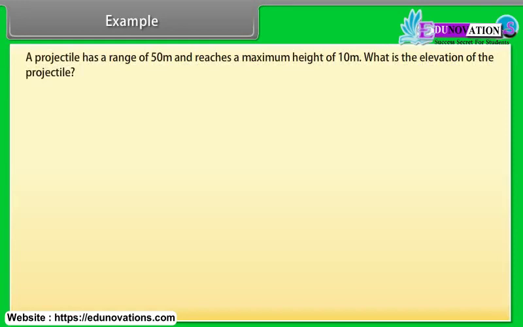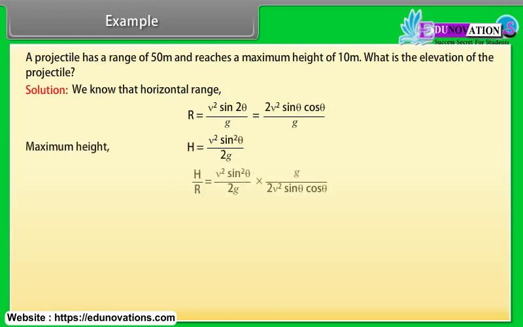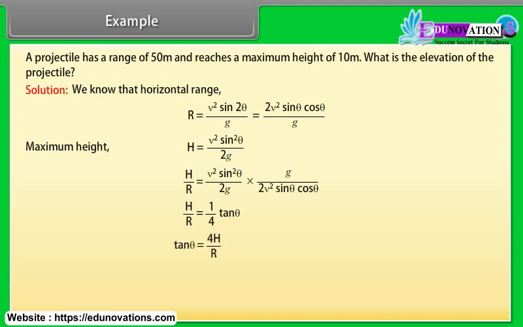Example. Let's take an example of projectile motion. A projectile has a range of 50 meter and reaches a maximum height of 10 meter. What is the elevation of the projectile? Let's see the solution. We know that horizontal range is equal to v squared times sin 2 theta divided by g. We derive the relation between height and range, given by h upon r is equal to 1 by 4 tan theta. On calculating this equation, we get the value of theta equals 38.66 degree.